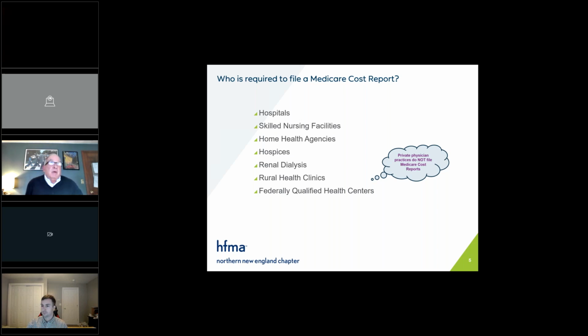And those include hospitals, skilled nursing facilities, home health agencies, hospices, renal dialysis, rural health clinics, and federally qualified health centers. So most of the hospitals, most of the health centers in the country have to fill out a cost report, but each one will fill it out differently.